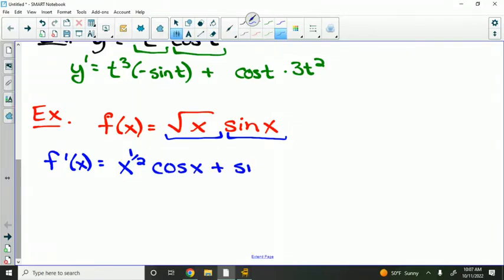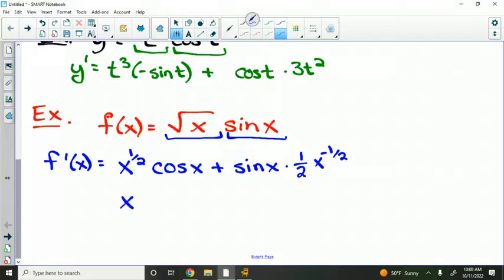Plus the second times the derivative of the first. So x to the 1/2. We bring our 1/2 to the front. Keep the x. Subtract 1 from the power. We still want to fix our negative exponents. Even though we're not really doing much combining, we want to fix that up a little bit.